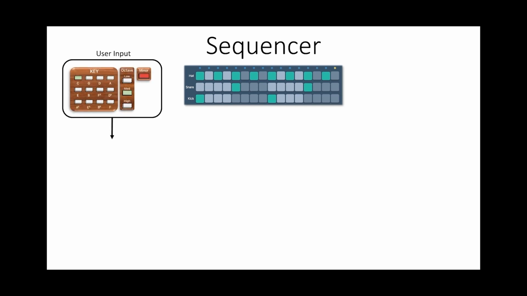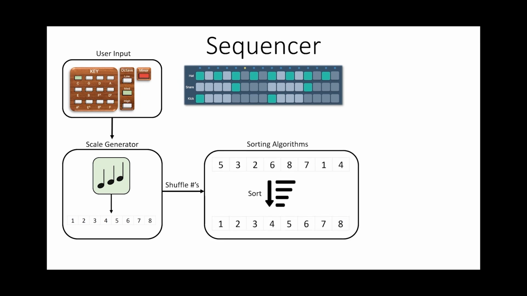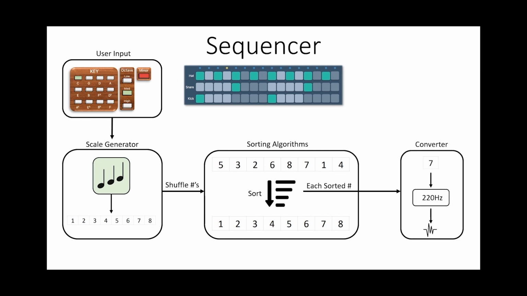Our user input is something similar, where a user predefines a key signature, major or minor, and octave ranges. That's then pushed into a scale generator that generates normalized values that fit the pattern of the user input. Those numbers are then shuffled out of order, sent into a user-defined sorting algorithm, and sorted back into order. However, when each number is sorted into place, it's sent into a converter that converts it into a frequency and then sent into a sound generator.